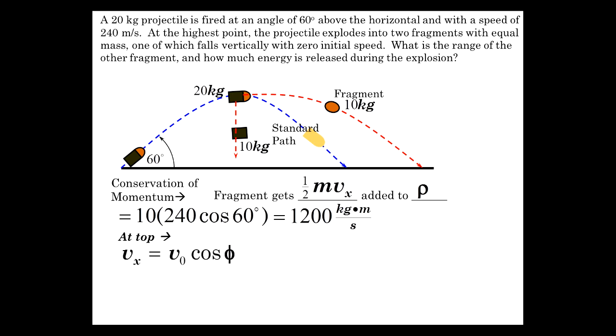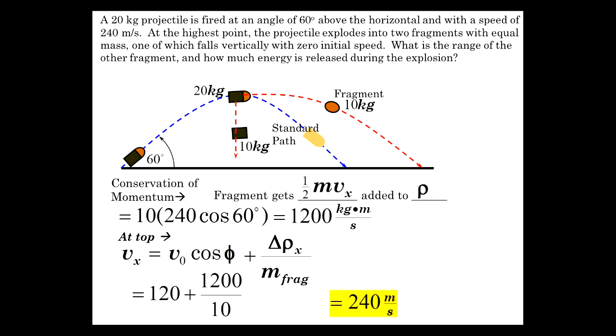So at the top, we have Vx equals V0 cosine of phi, the original velocity in the x direction. Now, in addition to that, we're going to add to the fragment, to this initial velocity, the momentum over mass. That's a velocity component here. It has the dimensions of velocity. So that is 120, basically just half of the speed, which is 240, in the x direction with a 60-degree angle, plus the additional momentum gain divided by the mass, which gives us 240 meters per second. So you basically just doubled the speed.